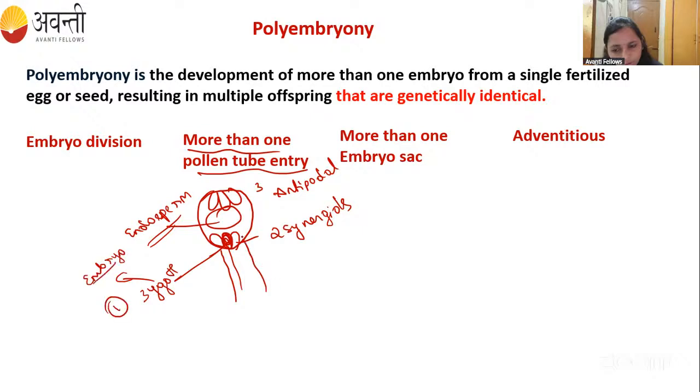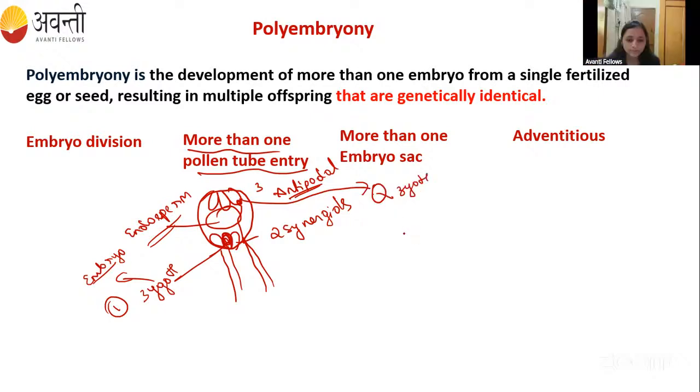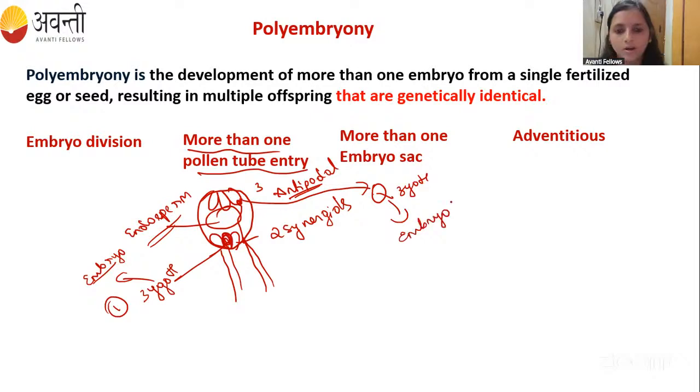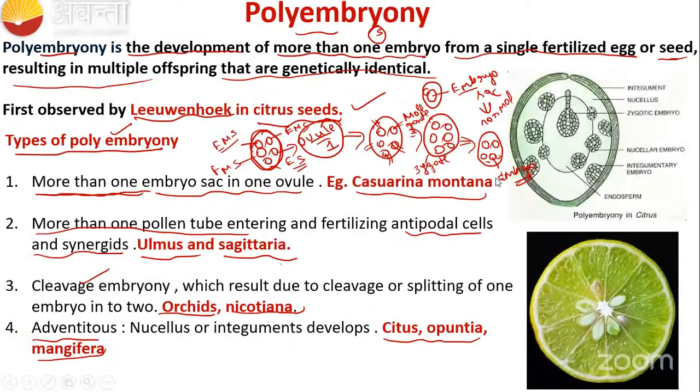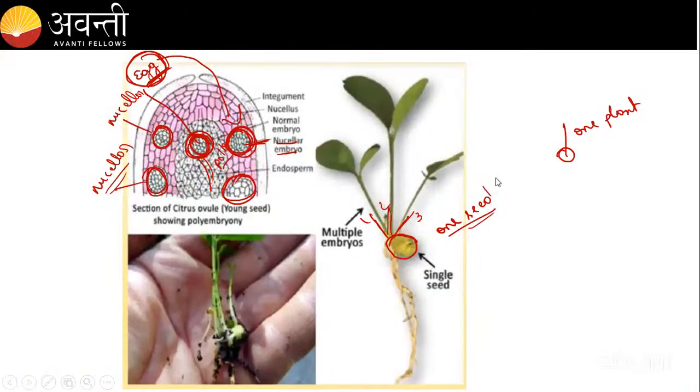Now another pollen tube is entering and it is going to fuse with this haploid antipodal cell, and it is going to form a zygote, and again it is going to form an embryo. And again another pollen tube is entering and it is going to fertilize the antipodal cell. The antipodal cell is haploid, right? When it is fertilized by the male gamete, which is also haploid, it is going to form a zygote, and again it is going to form an embryo. This is called more than one pollen tube entry. Do you understand this? Thereby we are going to get more embryos.